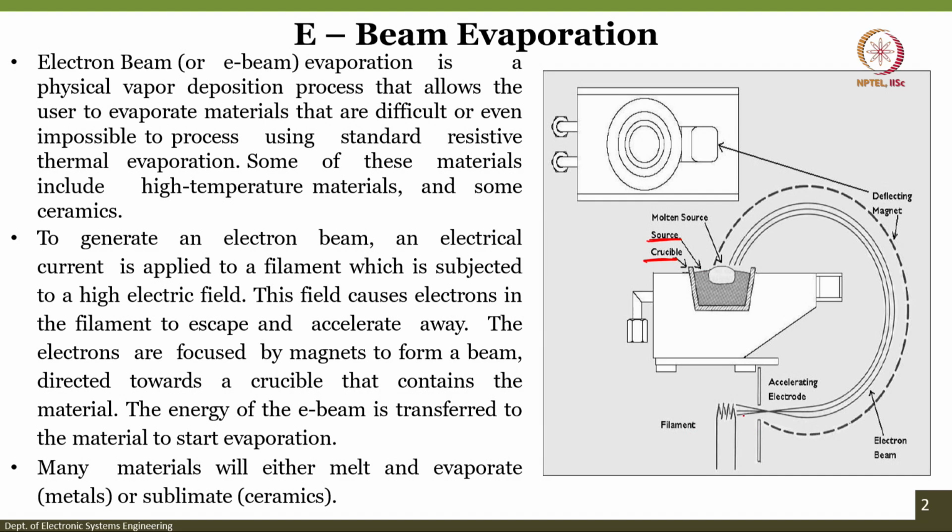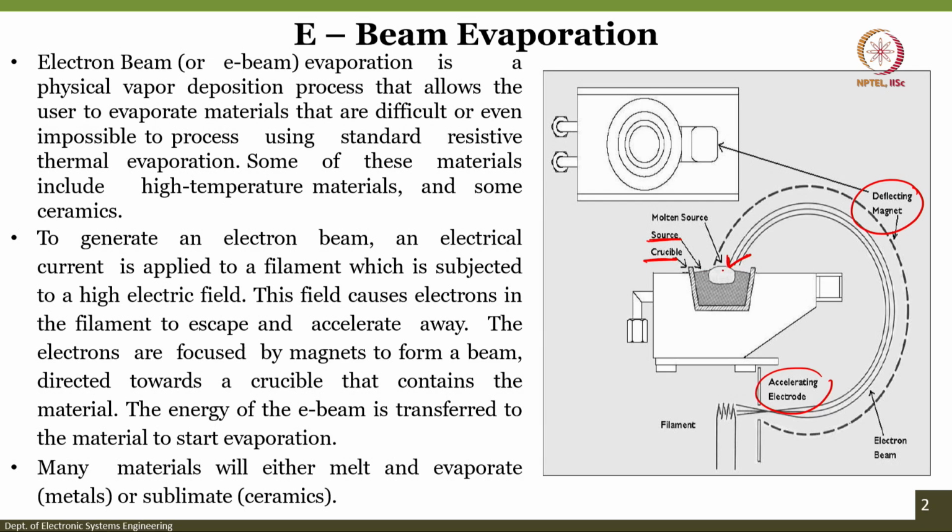The electron beam is generated because of the electrical current that is applied to the filament. The electron beam comes out and is then accelerated through this accelerating electrode. When it accelerates, there is a deflecting magnet which deflects this electron beam onto the source which is loaded onto the crucible.